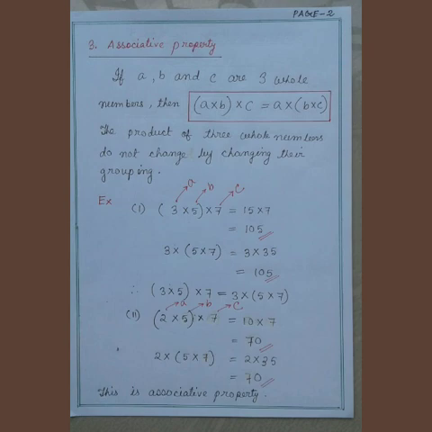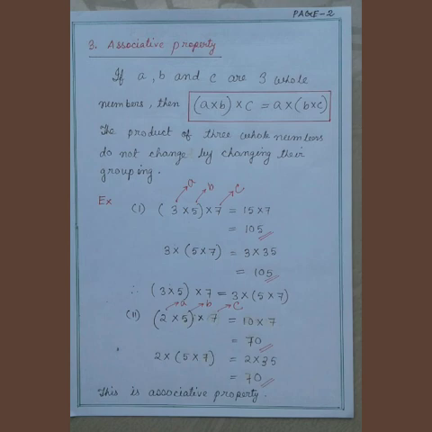Let us see property number 3, associative property. If A, B and C are three whole numbers, then within bracket A into B into C is equal to A into within bracket B into C. The product of three whole numbers does not change by changing their grouping. While multiplying, if we make groups of some numbers, then the result will not change. Let us see this with two examples.